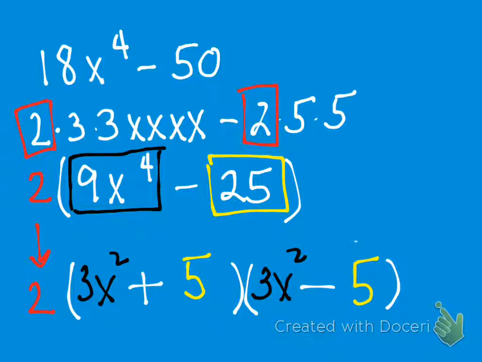9x to the fourth minus 25 is the difference of two perfect squares, and I'm putting two parentheses to factor that. When I do that, I'm putting in 1 plus and 1 minus. 9x to the fourth gets factored into 3x squared times 3x squared, and the 25 gives you 5 times 5. Don't forget that the 2 is still one of your factors, so in the end you have 3 factors. The 2, in parentheses, the 3x squared plus 5, and then the 3x squared minus 5 in the second parentheses.